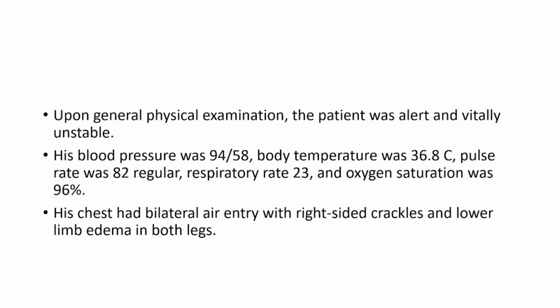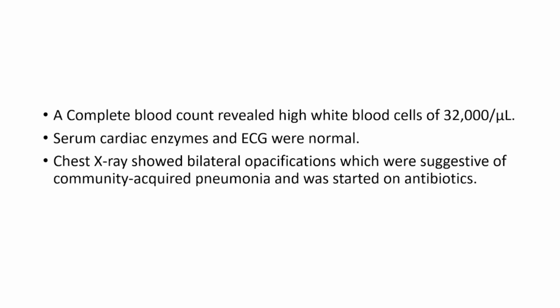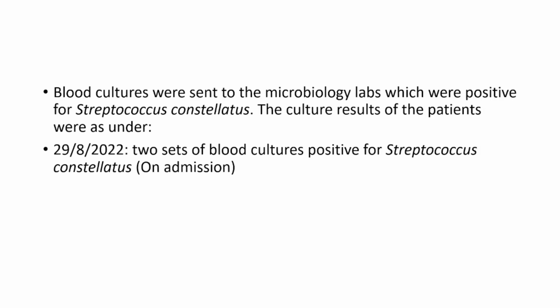Upon general examination, the patient was alert, vitally stable. He is hypotensive, 94/58, temperature 36.8, a little bit dyspneic, and he had bilateral air entry with right side crackles, and was diagnosed with chest infection. Complete blood count was done and revealed 32,000, and serum cardiac enzymes are normal. Chest X-ray showed bilateral infiltration, and there is a suspicion of community-acquired pneumonia.